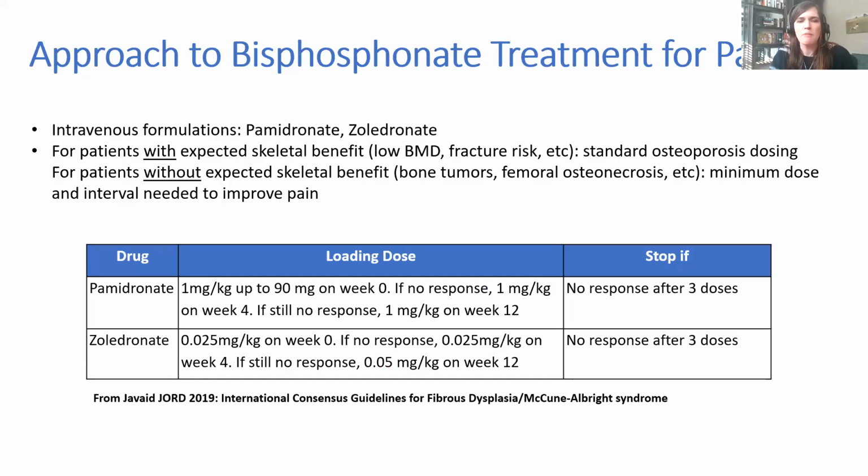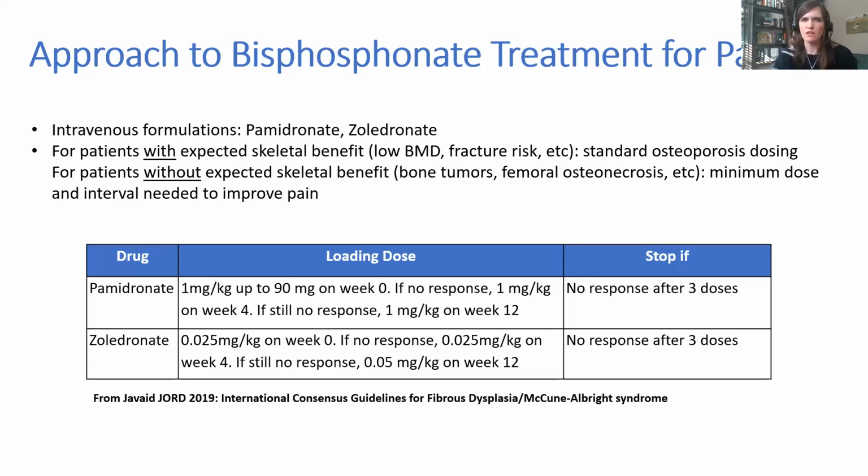So this is a potential approach to using bisphosphonate treatment for pain in children. So in general, we use intravenous formulations, pamidronate and zoledronate. This hasn't been something that's been compared in a meta-analysis. However, there are a number of placebo-controlled studies and open label studies that suggest intravenous formulations may be more effective for pain than oral formulations.